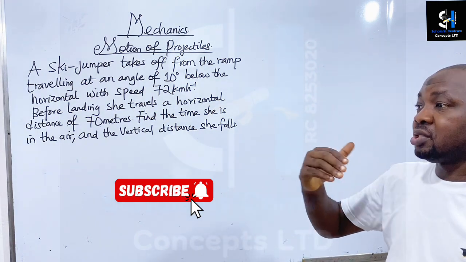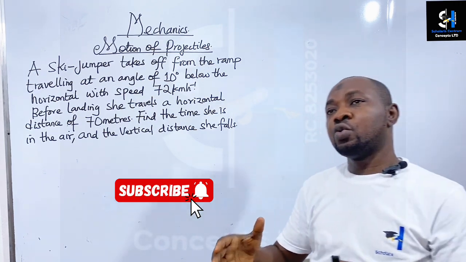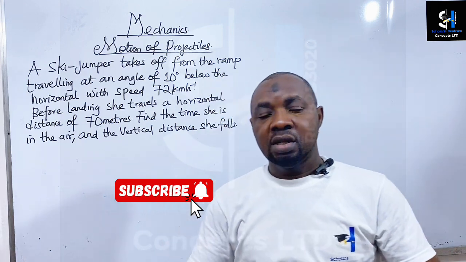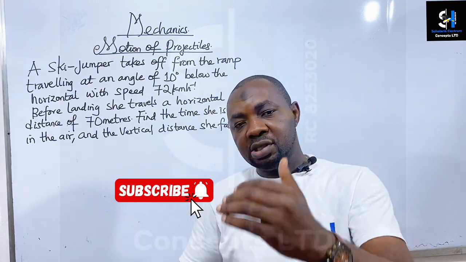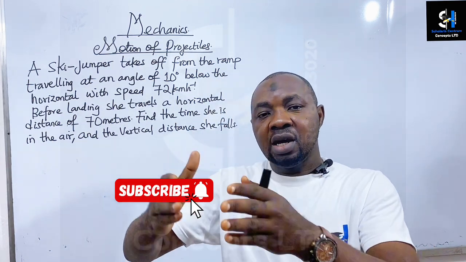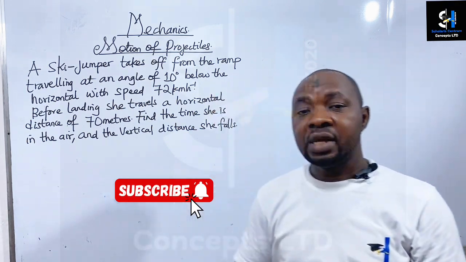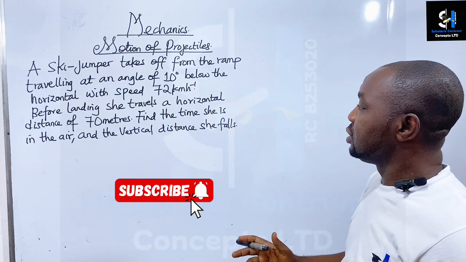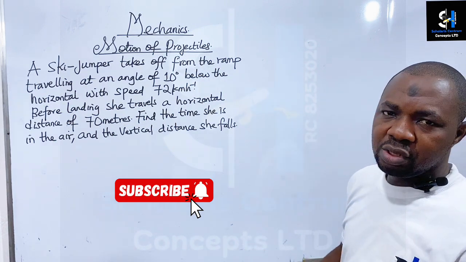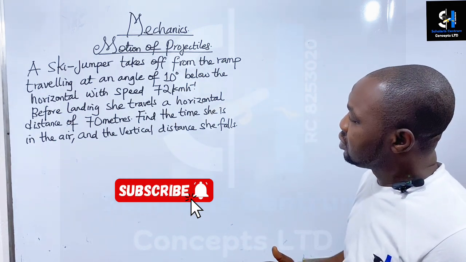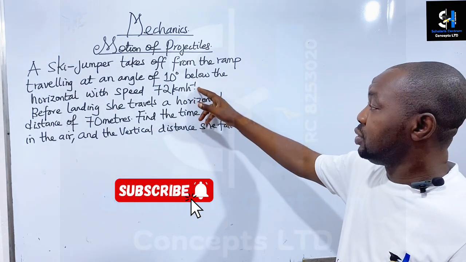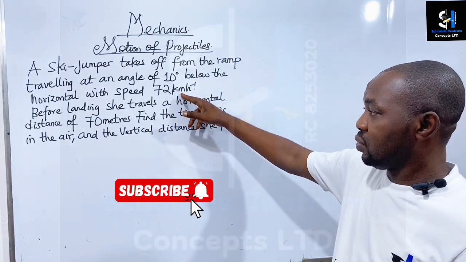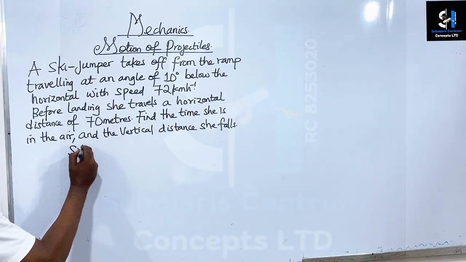Now we know that for acceleration due to gravity, the value of g will be positive when the motion is vertically downward, but it will be negative when it is vertically upward. But in this case, the first thing we need to do is to convert the speed in kilometers per hour to meters per second. Let's have our solution.